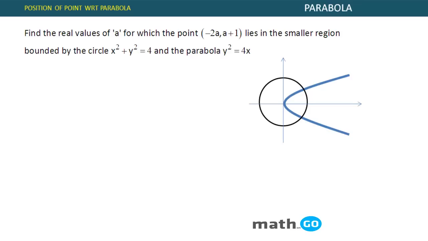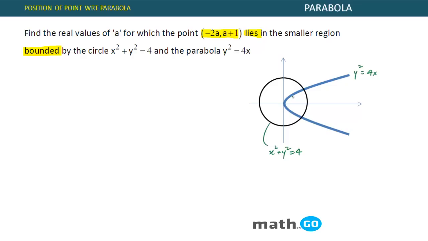So the question says find the real values of a for which the given point lies in the smaller region bounded by, another very important word, bounded by the circle and the parabola. So I have drawn the circle and the parabola for you. This is the rightward parabola y² = 4x, where the vertex is the origin, and this is the circle which is also centered at the origin, x² + y² = 4. Now you want to find the smaller region bounded by. So what do you mean by bounded by? Bounded is almost when you say it is a fixed quantity, bounded from all the directions.